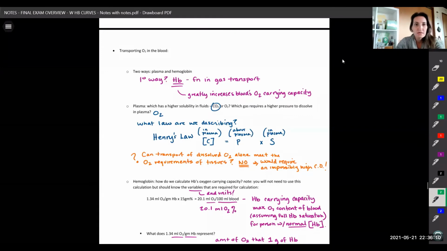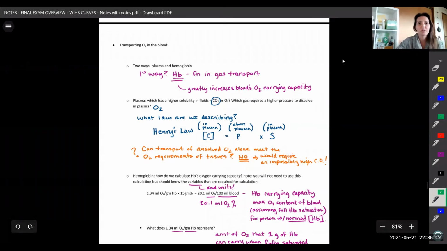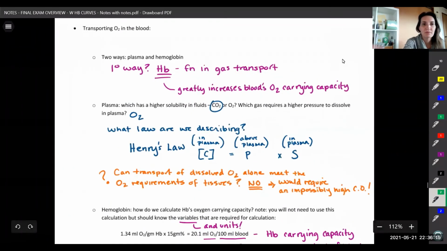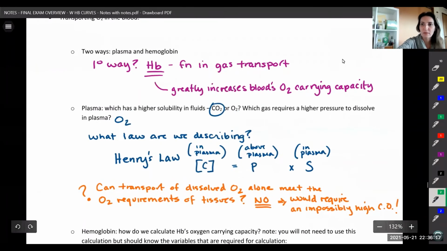So here, in terms of transporting oxygen in the blood, let me blow this up. We know that there are 2 ways to do this: plasma and the hemoglobin. The primary way would be with hemoglobin. Hemoglobin is a protein that functions in gas transport, and it greatly increases blood's oxygen carrying capacity. Okay. By how much? It depends on the hemoglobin concentration.